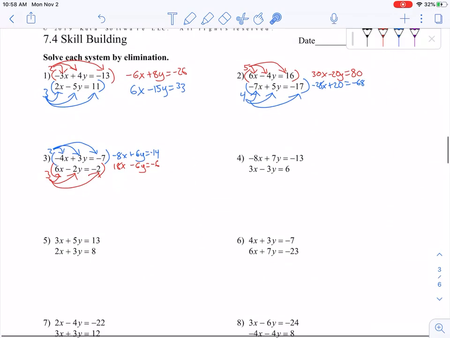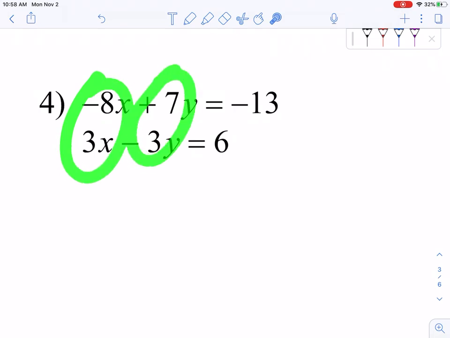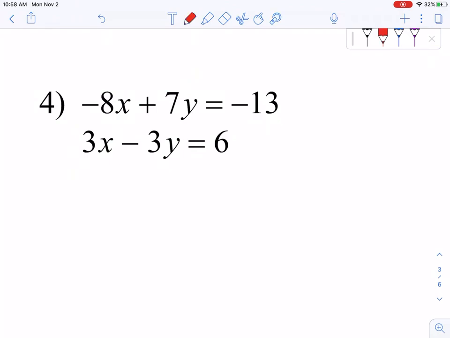Okay, let's keep seeing how these work. So for this one, again, I'm looking at my positives and negatives. These are already opposite signs, so it doesn't really matter if I choose x or y. I can use positive numbers to each. So for this one, I'm going to take this 3 and multiply it to the top.